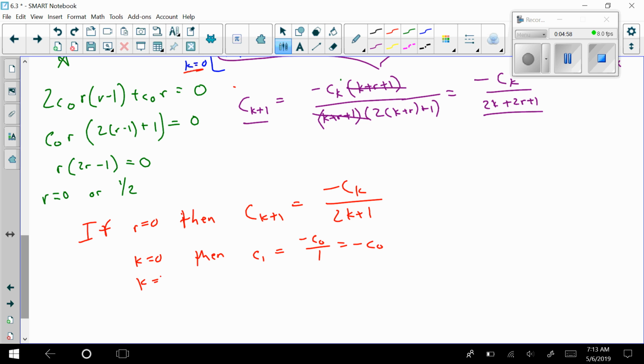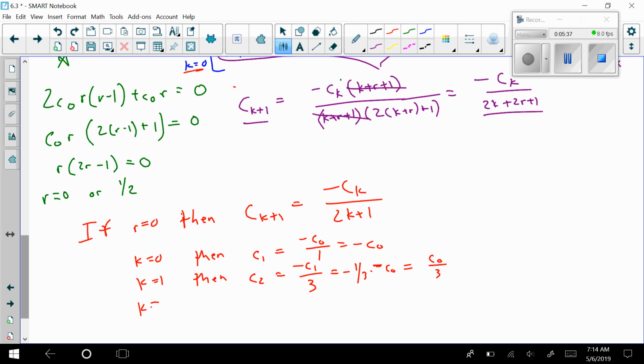Then k equals 1. Remember, we've done these a couple different times, that we just work them out. This is a negative c sub 1 divided by 2 plus 1, which would be a 3 here. I know that c sub 1 is negative c sub 0, so this is a negative 1/3 times a negative c sub 0, which would equal c sub 0 over 3, or 1/3 c sub 0. It doesn't matter how you want to write it.